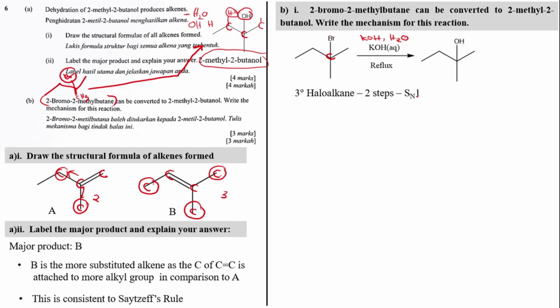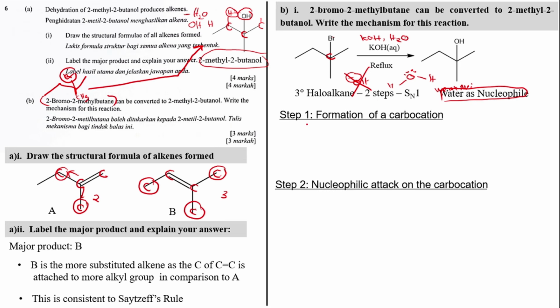So when it is an SN1 mechanism, we're going to use the weak nucleophile. So the weak nucleophile here is water, which is our H2O. Okay, so our nucleophile is going to be water instead of KOH. Okay, so kita tak boleh menggunakan OH minus, tetapi bila SN1 kita mesti menggunakan weak nucleophile, which is our water. Okay, so it will be acting as a nucleophile. So for SN1, it will involve two steps. So the two steps are where step number 1 is the formation of carbocation, and step number 2 is the nucleophilic attack on the carbocation.